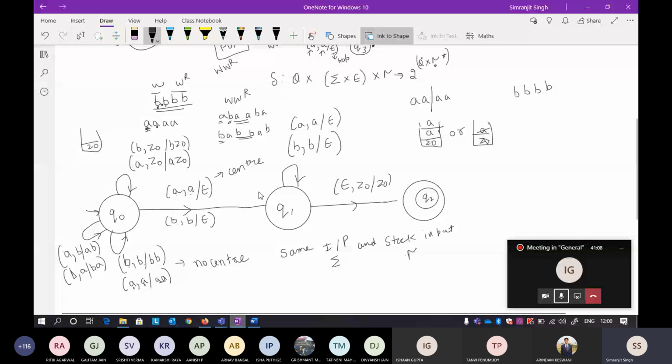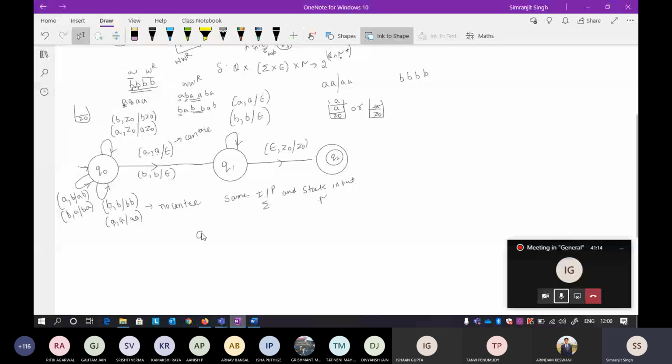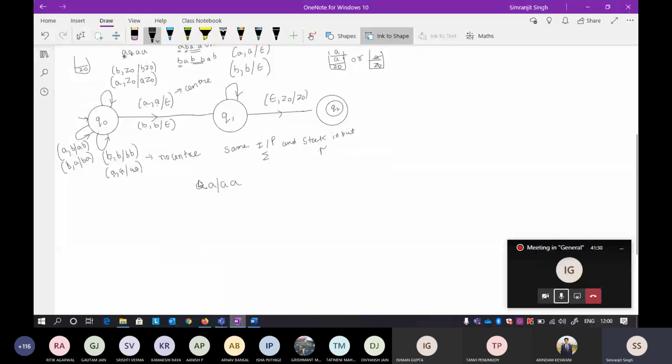Now how to interpret this one? Just see. Now I will take this input. This is the worst possible case that can occur. Here we will reach the center, but it will assume that either a center has reached starting from this state. So how will this run? You are at the state Q naught, and suppose you got an input of 4 A's, with Z naught on the stack.